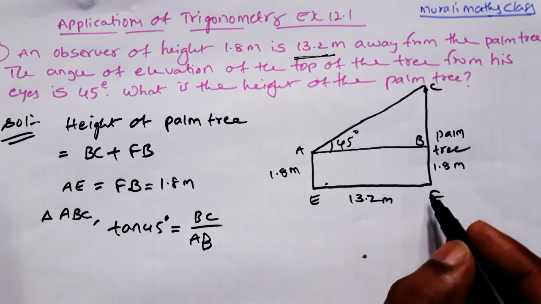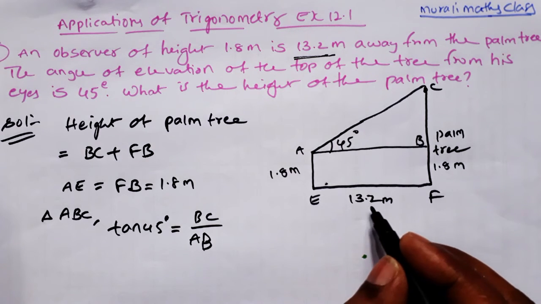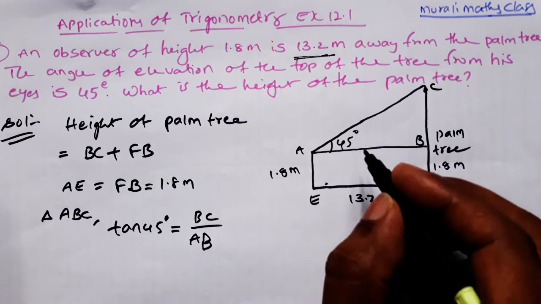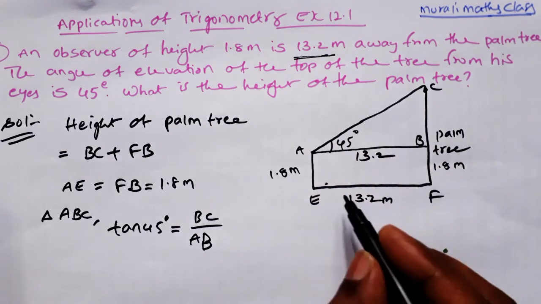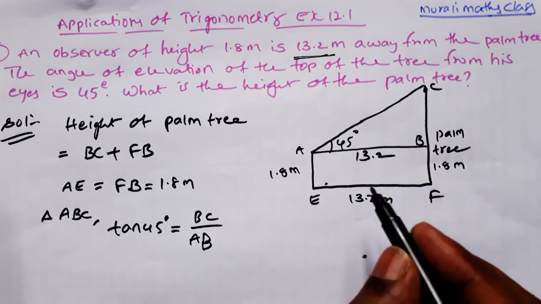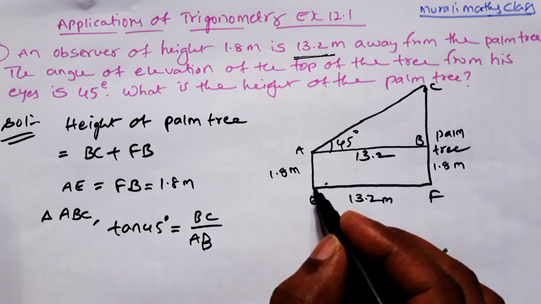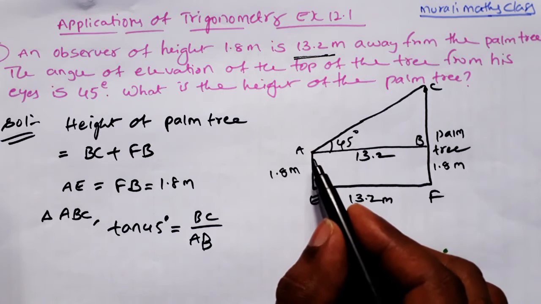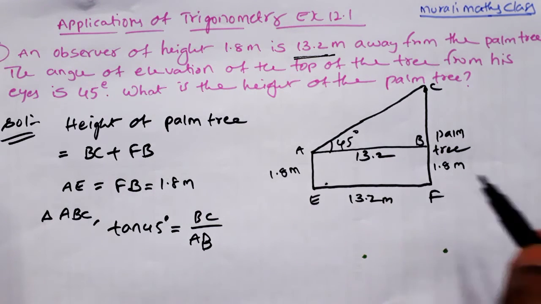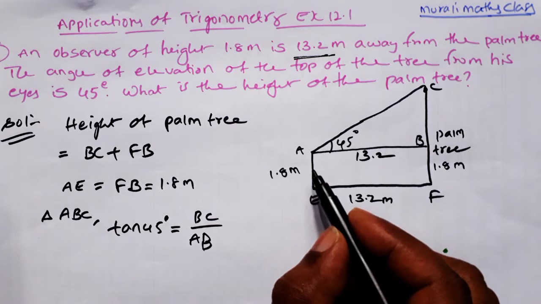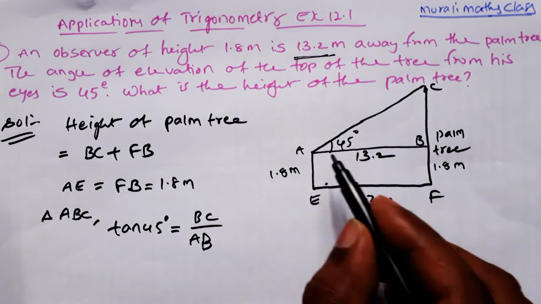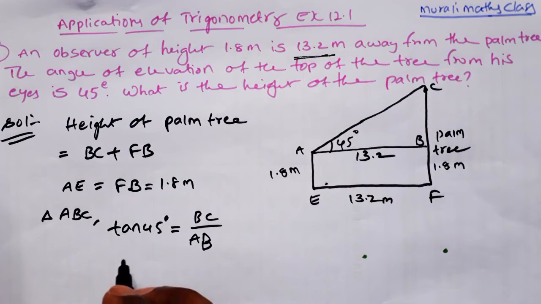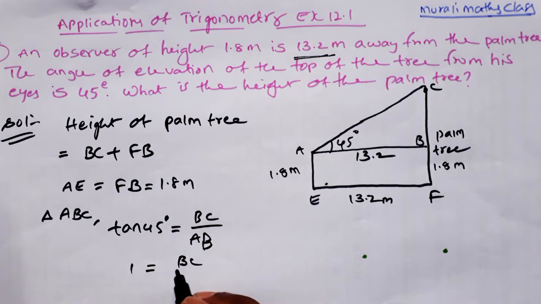Observe here. EF, how much did they give? 13.2. The same will be here also, the same 13.2. Why? Because these both are parallel lines. Whatever distance we have from E to F, the same distance is from A to B also. See here, AE and BF are the same. EF and AB are the same. Okay. Tan 45 is 1. So 1 equals BC by AB.